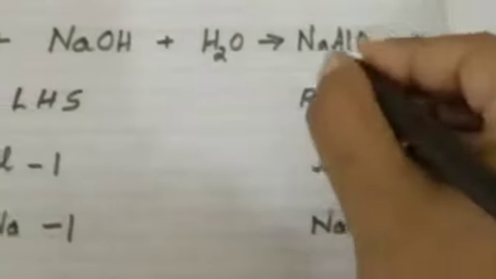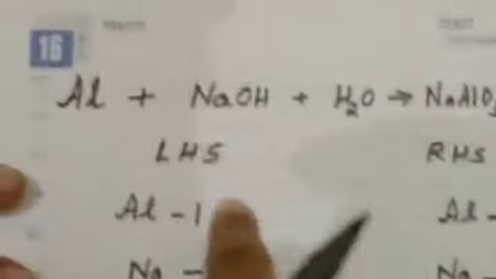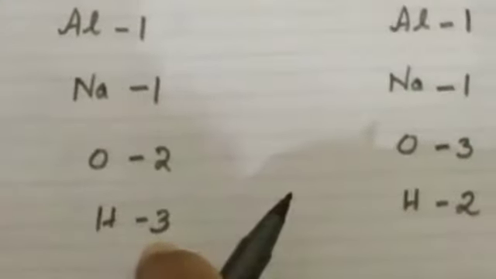This side: aluminium 1, sodium 1, oxygen 3, hydrogen 2. Since the number of atoms are different on both sides, we have to make it equal. To balance the equation means the number of atoms on both sides should be the same. To make the number of atoms equal, what will you do?